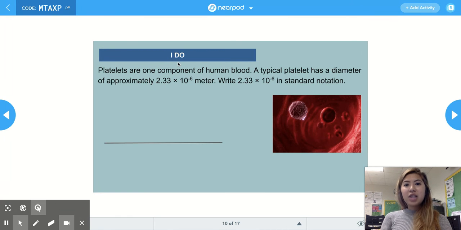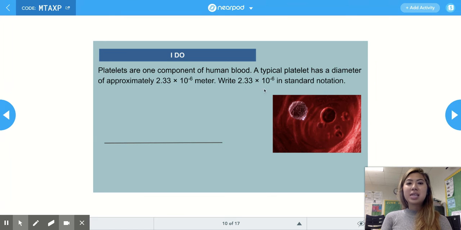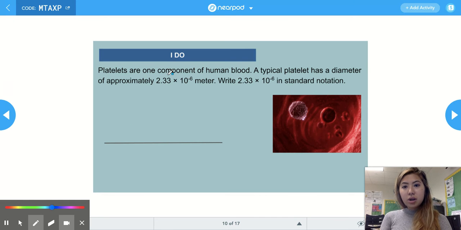This next I do problem reads, platelets are one component of human blood. A typical platelet has a diameter of approximately 2.33 times 10 to the power of negative 6 meter. Write 2.33 times 10 to the power of negative 6 in standard notation. So our coefficient is 2.33, or 2 and 33 hundredths.